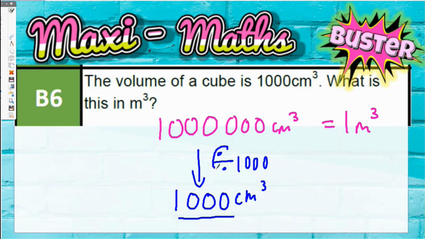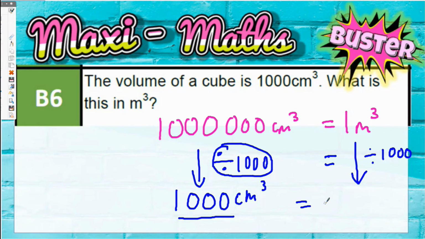So if we're dividing by 1,000 on this side, we would have to divide by 1,000 on this side as well. So it's 1 divided by 1,000. Now, obviously, that's going to be a decimal. 1 divided by 1,000 is going to be 0.001 metres cubed, and that's your final answer. So what is this in metres cubed? It is 0.001 metres cubed.